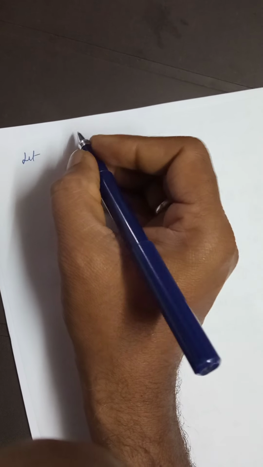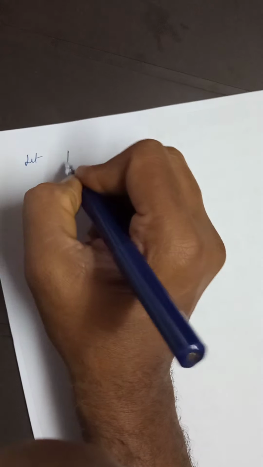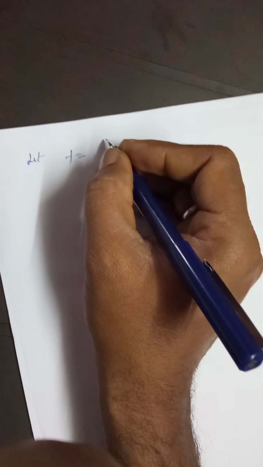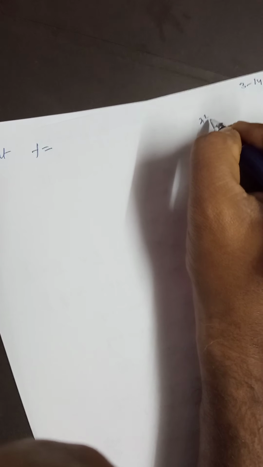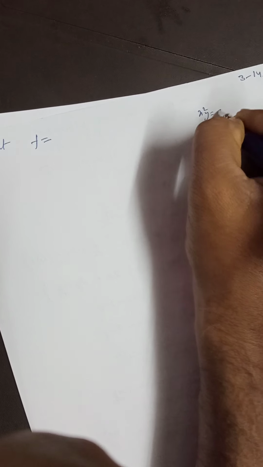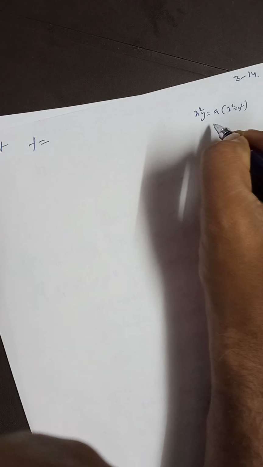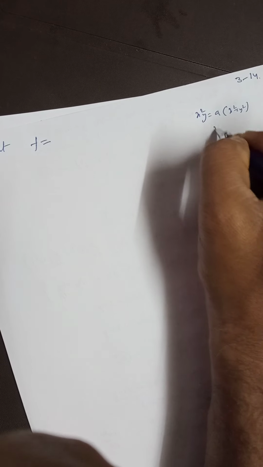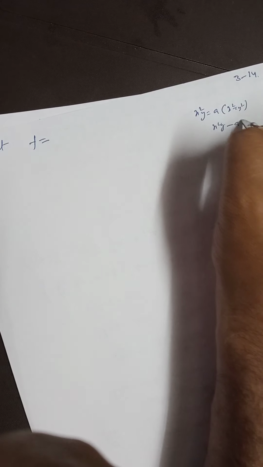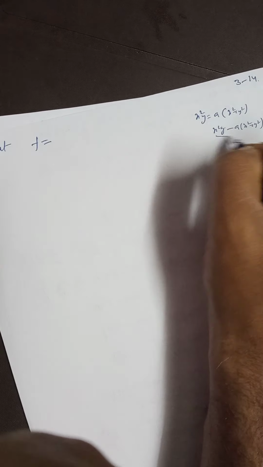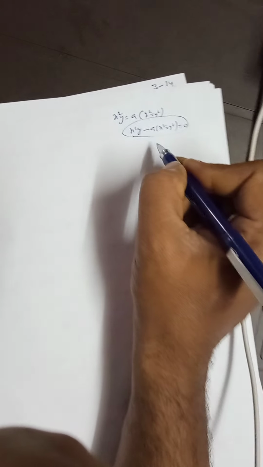Now let f is equal to, what is the given equation actually in the rough work? We write x square y is equal to a into (x square plus y square). This can be written by bringing it to the left hand side: x square y minus a into (x square plus y square) is equal to 0. This one is denoted by f.